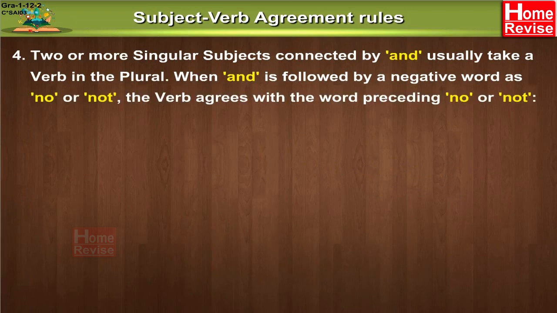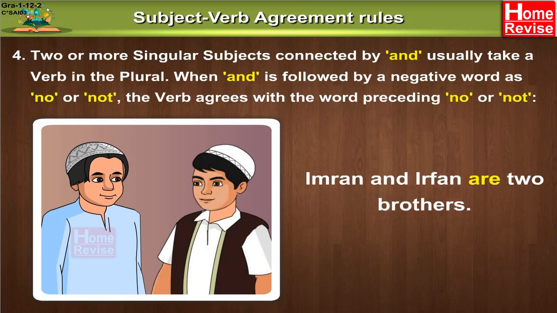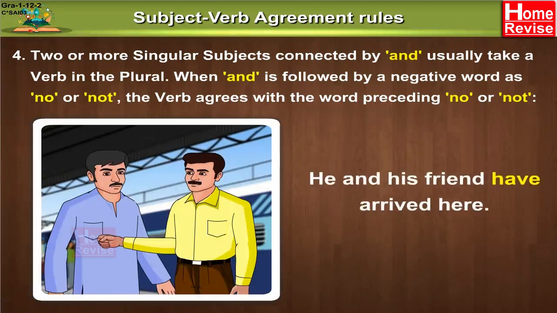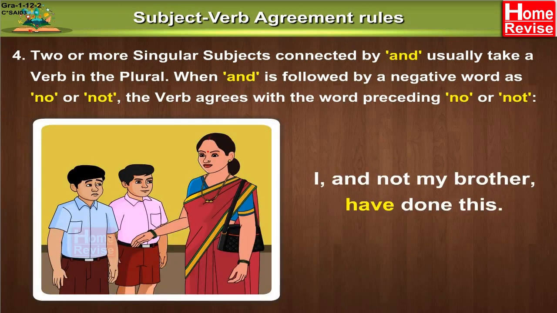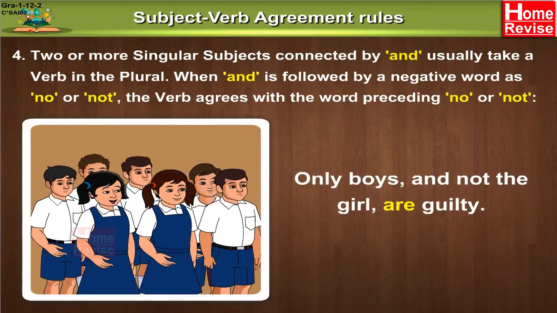4. 2 or more singular subjects connected by and usually take a verb in the plural. When and is followed by a negative word as no or not, the verb agrees with the word preceding no or not. Imran and Irfan are 2 brothers. He and his friends have arrived here. I and not my brother have done this. Only boys and not the girls are guilty.